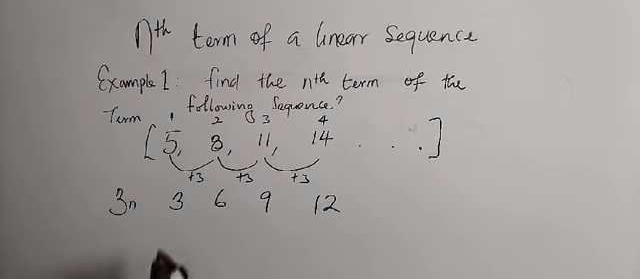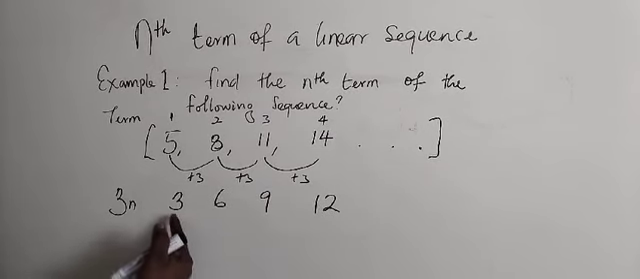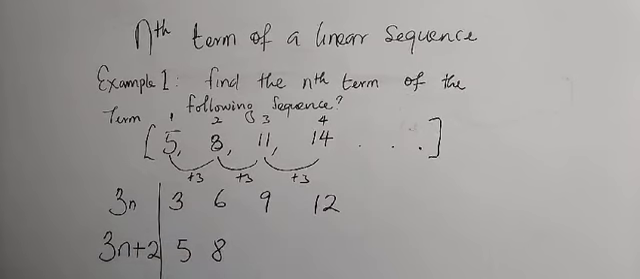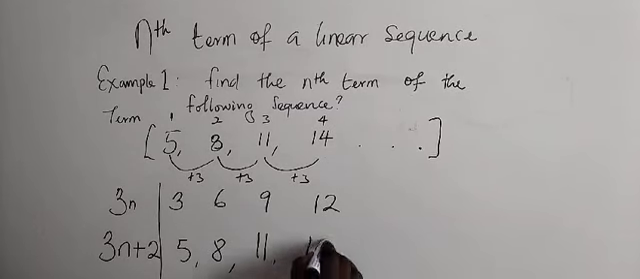Now, we look at the difference between our sequence and the 3 times table. As you can see, you need 2 to get to 5, and you need 2 from 6 to get to 8. So, my nth term is 3n plus 2. Now, 3 plus 2 gives me 5, 6 plus 2 gives 8, 9 plus 2 is 11, and 12 plus 2 is 14. That is how to find the nth term of a linear sequence.